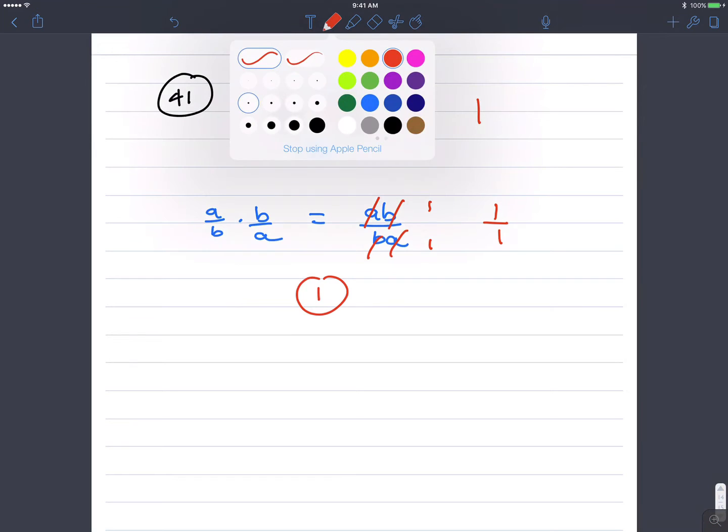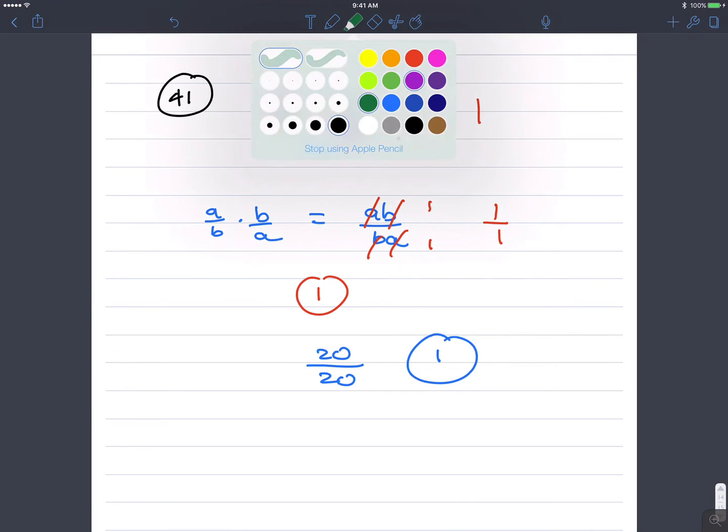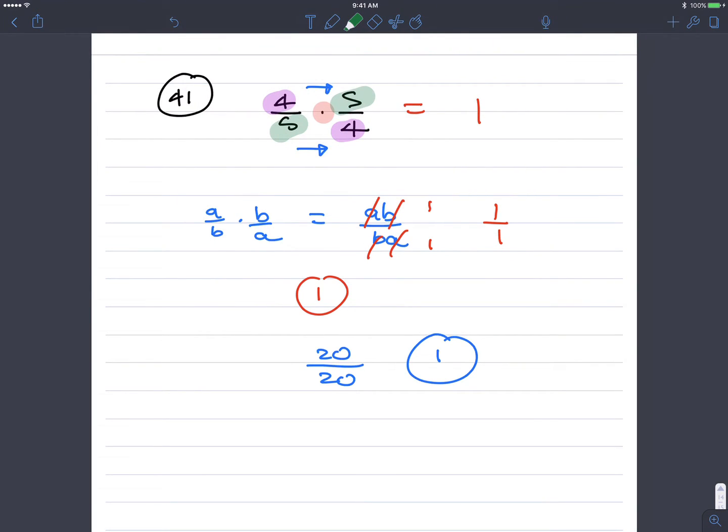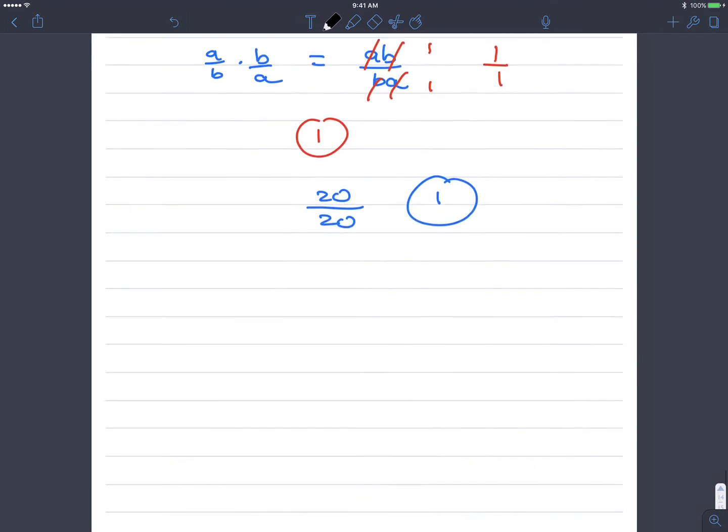Let's also notice that 4 times 5 is actually 20. 5 times 4 is 20. And then 20 divided by 20 is also 1. So either way, we get 1 here. And that's when we notice that we actually have reciprocals. 4 here, 4 down here, a 5 and a 5. They're flipped over. Anyway, we talked about this.